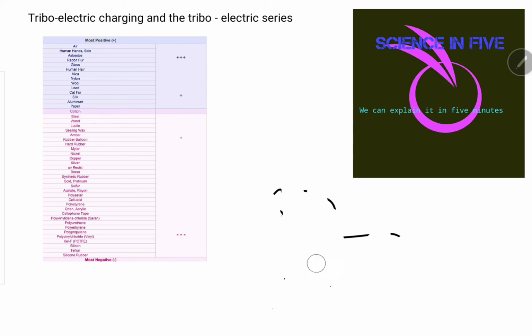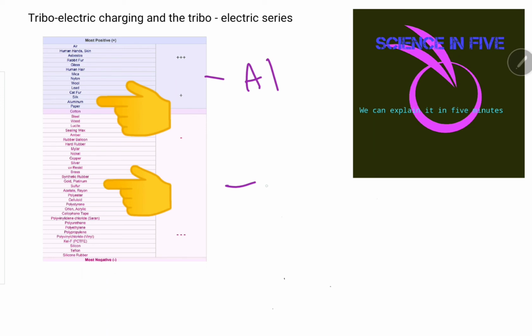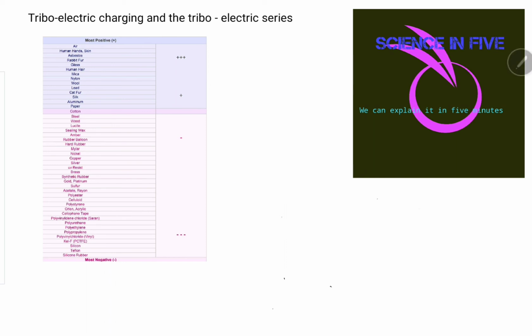So for example, if I was to take aluminium and rub it with sulfur, aluminium will end up getting a positive charge and the sulfur will end up being negatively charged. Another important thing about this table is that the further 2 materials are from each other, the easier it is to get them charged.